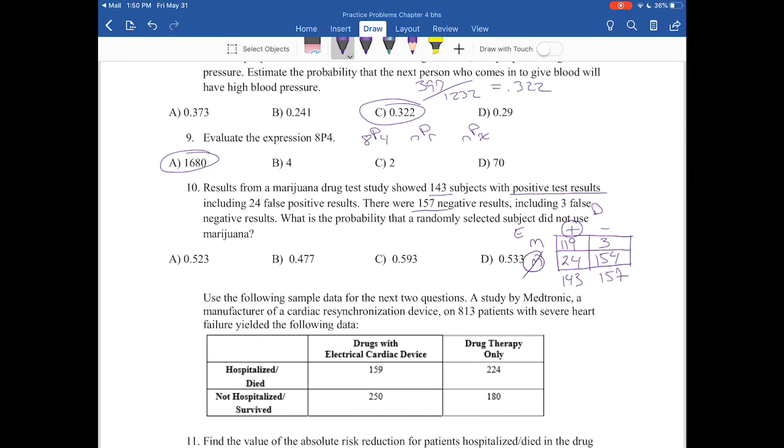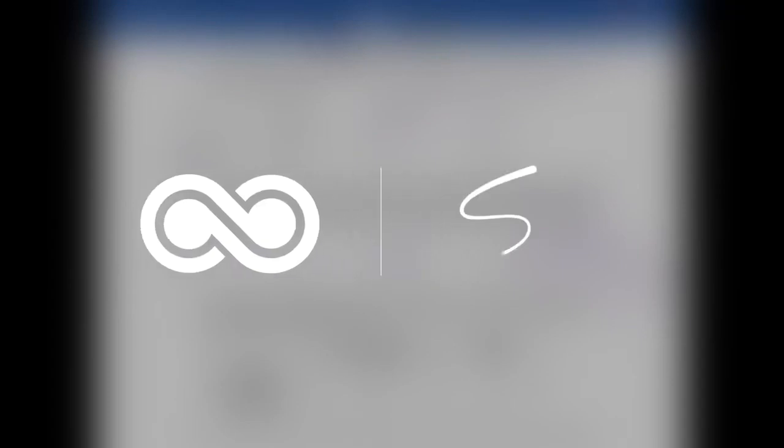So now we have our table set up and we have all our true values. We know that the total number of tests given is 300. What we're trying to do is find the probability that a randomly selected subject did not use marijuana. So we want to know how many did not use marijuana. So we're looking at this line here, did not use marijuana. There was 178 of them in total. 178 over the 300 gives you 0.593, which is C. Alright, I'm going to stop this video here, and I'll see you all in the next video.